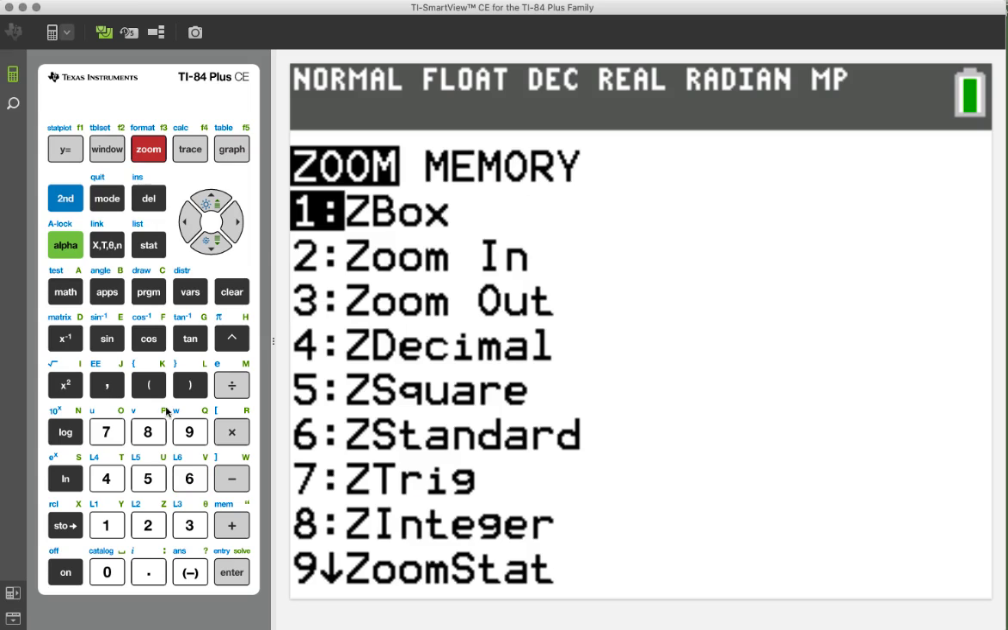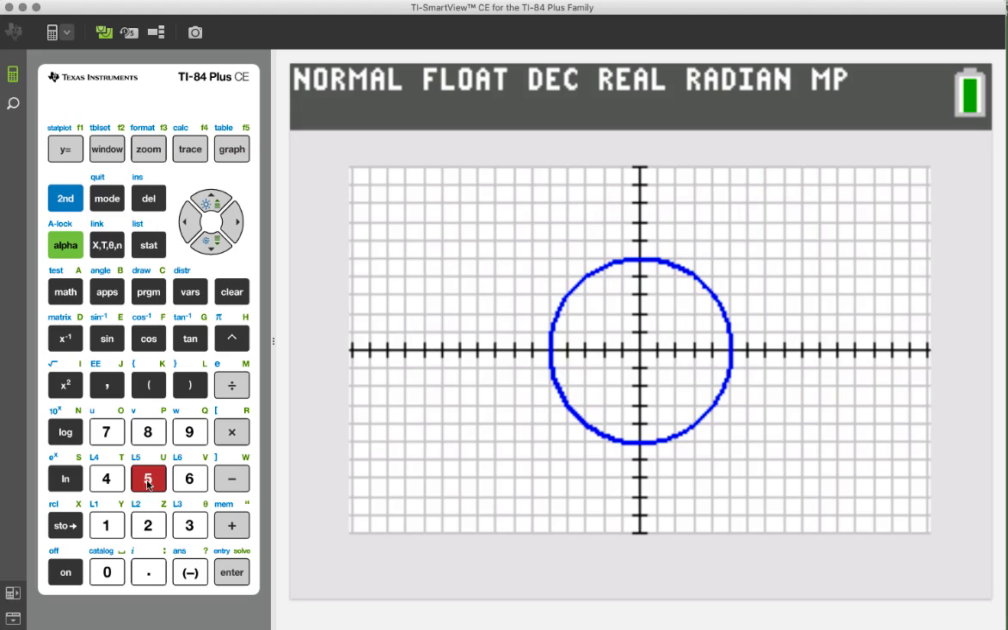If you do zoom square, actually, zoom 5, now it looks more like a circle. So again, no matter what form you're in, either rectangular or polar, the graph, the picture, always looks the same.